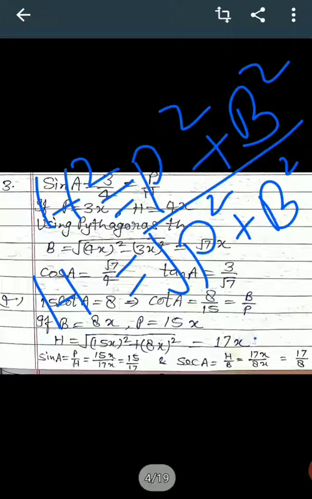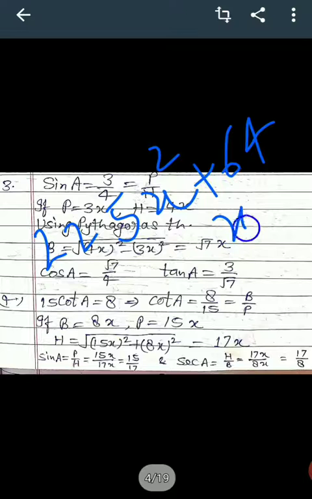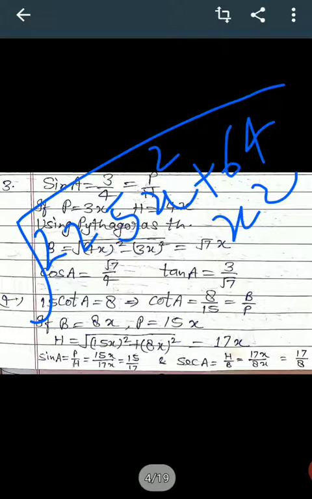Clear? Now we can put the values. So see the values, h equals root of p, that is 15x, so (15x) square plus (8x) square. 15 square is 225. If we solve it, 225x square plus 8x square, and 8 square is 64x square, so in total under the root 225 plus 64, that will be 289. So 289x square. If we take the square root, then root of 289 is 17 and root of x square is x.